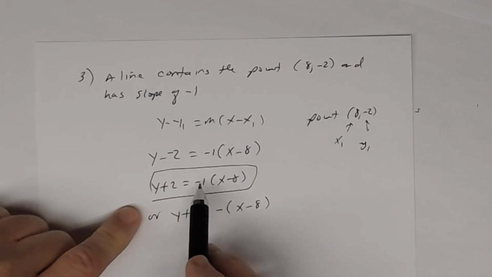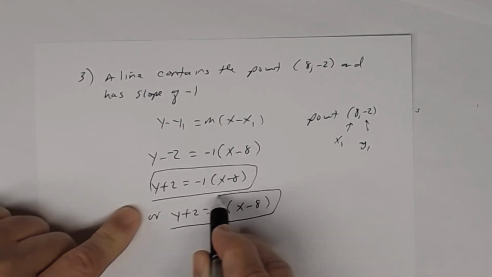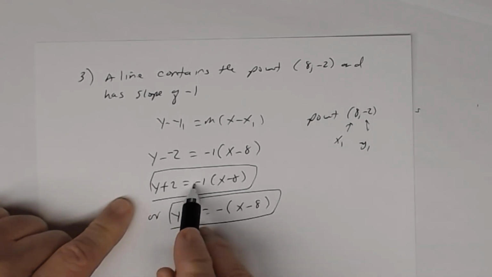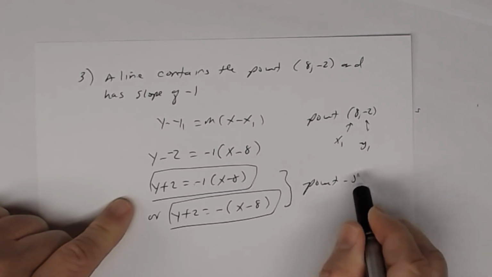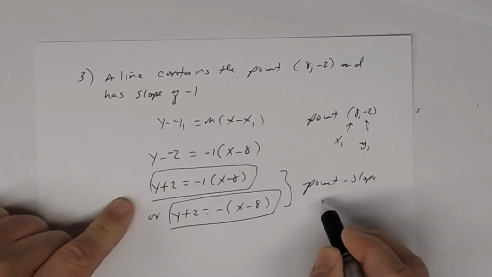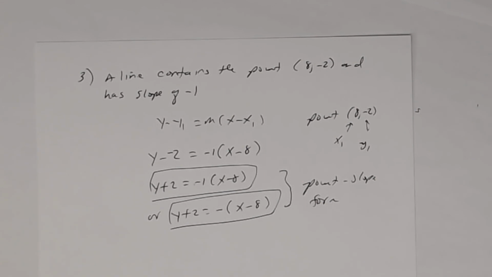Okay, so saying negative 1 times x minus 8 means the same thing as saying the opposite of x minus 8, okay? All right, so just keep that in mind. So it didn't matter whether you wrote this or this. These are both in point slope form, okay? All right, so just something you need to remember. So negative 1 times x minus 8 means the same thing as the opposite of x minus 8. All right, so that's number 3.